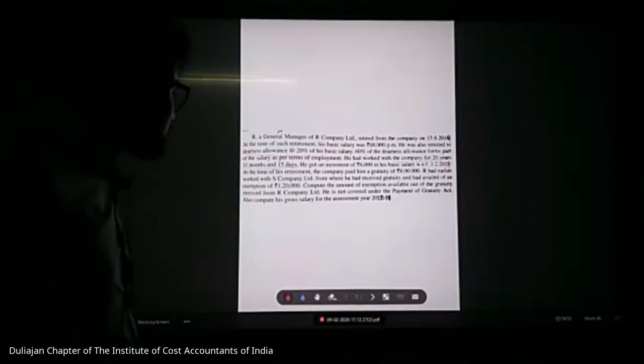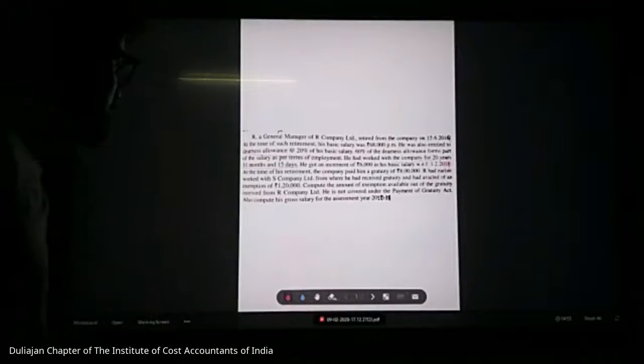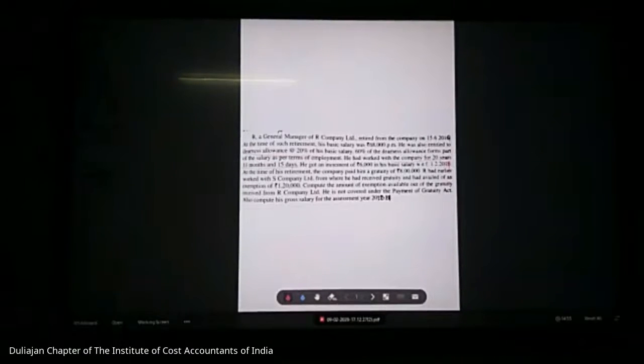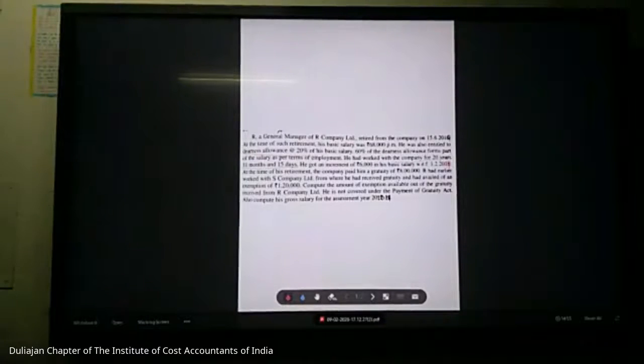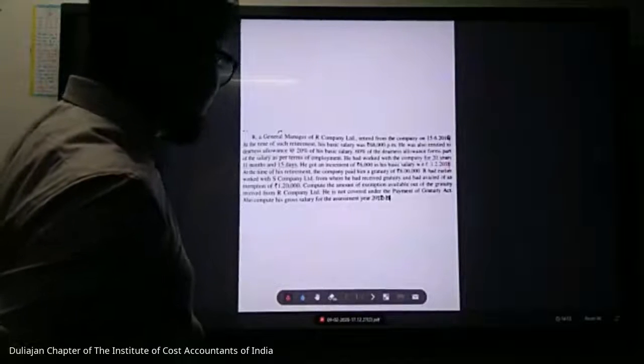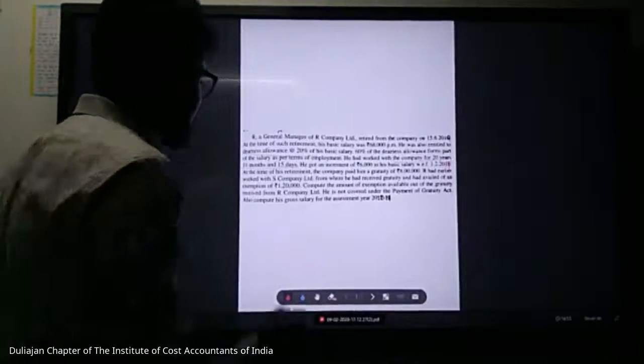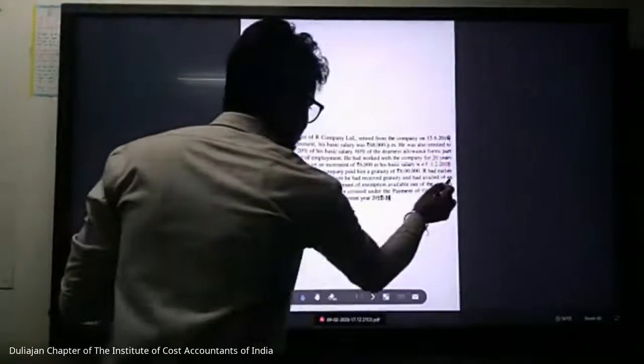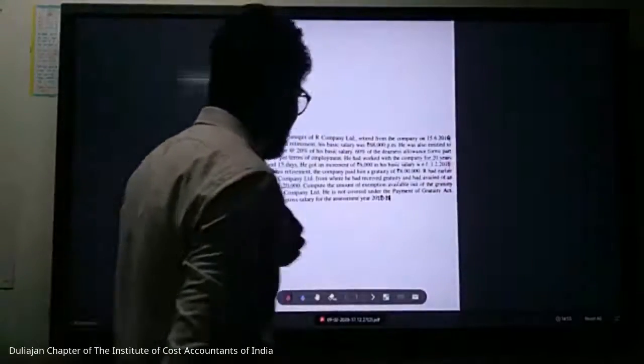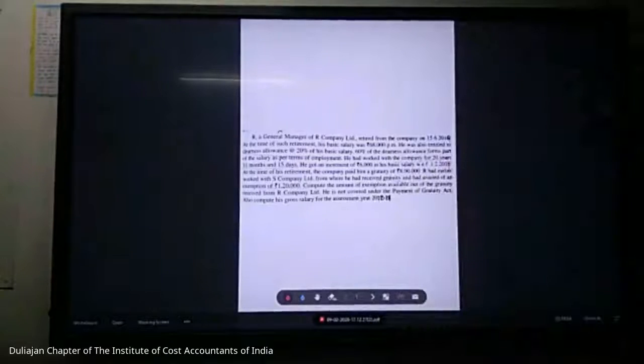See, R had earlier worked with S Limited, from where he had received gratuity and had availed an exemption of 1,20,000. Like I said, he had already availed an exemption of rupees 1,20,000. Compute the amount of exemption available out of gratuity received from R Limited. He is not covered under the Gratuity Act. Fine.